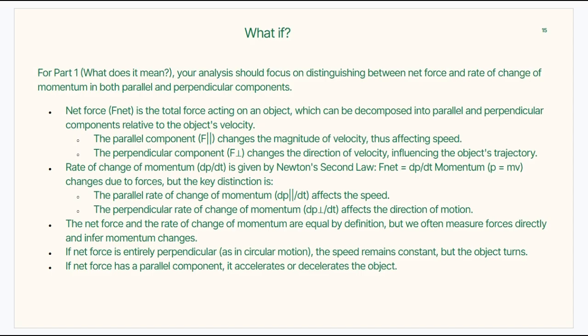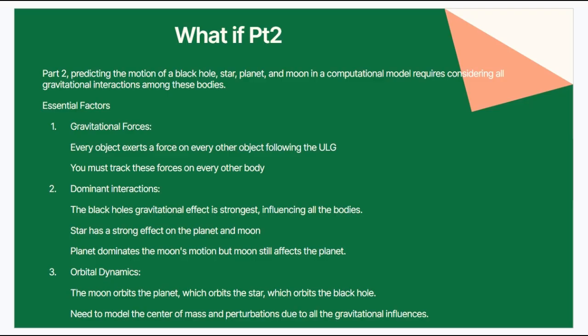Rate of change of momentum is given by Newton's second law: F net equals change of momentum over change in time, where p equals mv. The key distinction is that the parallel rate of change of momentum affects the speed, and the perpendicular rate of change of momentum affects the direction of motion. The net force and the rate of change of momentum are equal by definition, but we have to measure forces directly to infer the momentum changes. If the net force is entirely perpendicular, the speed remains constant, but the object turns. If net force has a parallel component, it accelerates or decelerates.